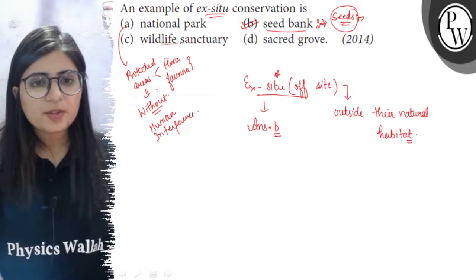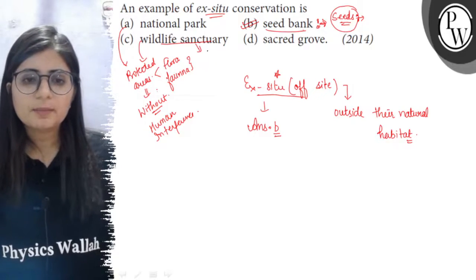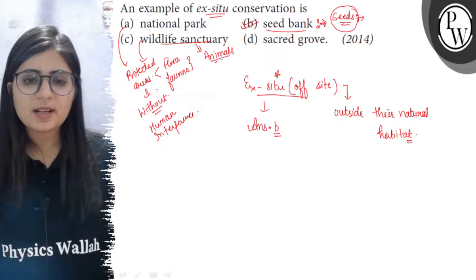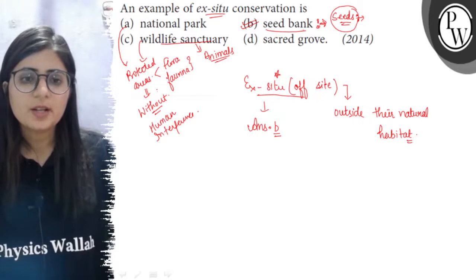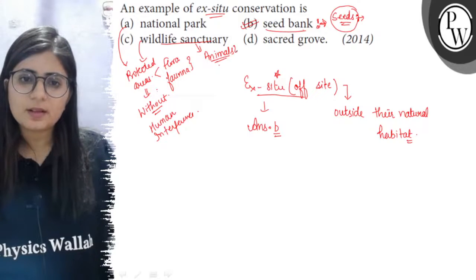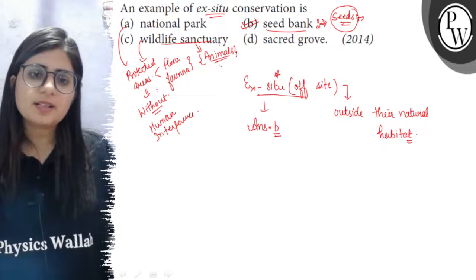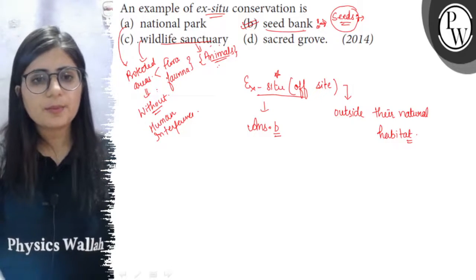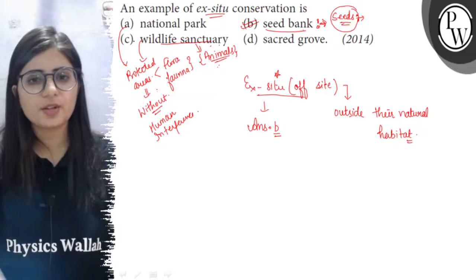Now the wildlife sanctuaries, so these are also protected areas where the animals take refuge. These are areas where migratory animals and birds take refuge. Such areas are protected to provide conservation to these animals, and are known as wildlife sanctuaries. Now here the animals are protected in their natural habitat. So this is a method of in situ conservation.